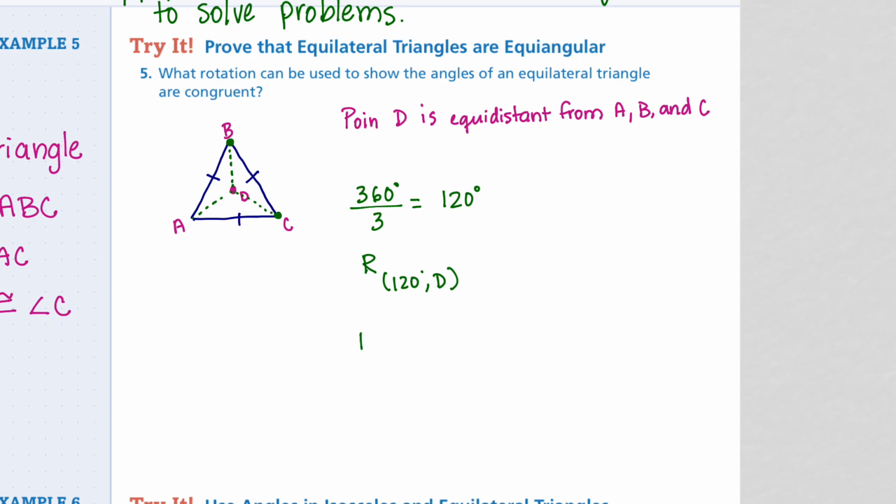We can also rotate it again, so 120 twice would be 240 degrees. And if we rotate it 240 degrees centered on D, we can also see that angle C is congruent to angle A.